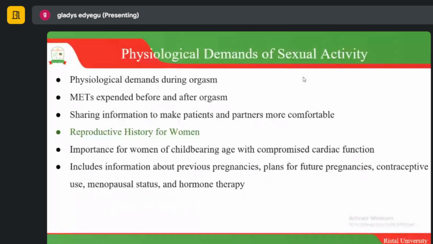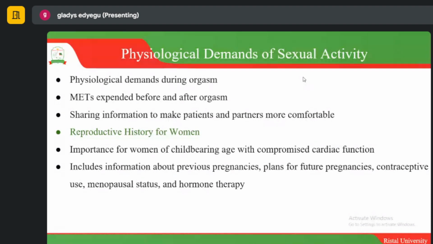Then sharing information to make patients and partners more comfortable. So when you, the health worker, are open and you really share this information with these clients or patients and their families, they'll be able to accept the situation and go by it, and they will also be able to protect themselves and live longer. But when you don't share this information with them, they will end up having these sexual activities which will deteriorate their conditions, and they'll be having pressure in their families, and this person may end up dying very fast.